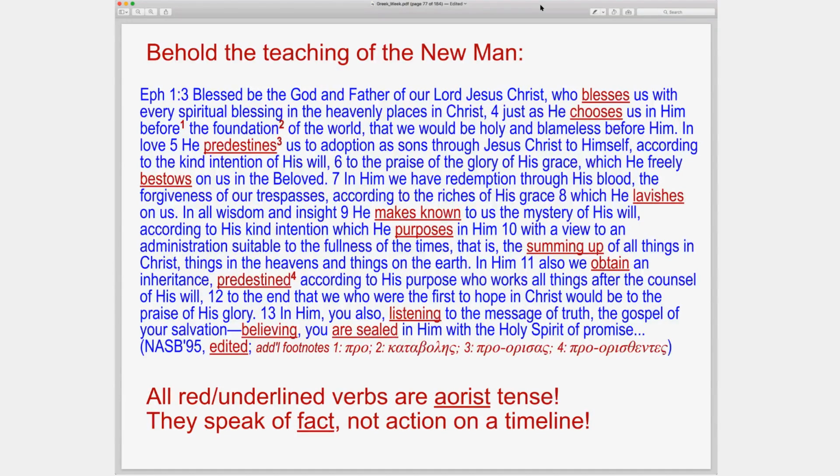I go back and forth on whether I should even use improper English and say, blessed be the God and Father of our Lord Jesus Christ, who bless us with every spiritual blessing in the heavenly places in Christ, just as he chose us in him before the foundation of the world, that we would be holy and blameless before him. In love, he predestined us. So whether to put the S in there or not, because I'm not stating that this is an action of a present tense, I'm stating that it is fact. He bestows on us, he lavishes us, he makes known. This is all aorist tense.